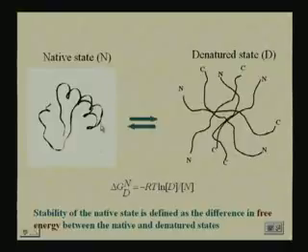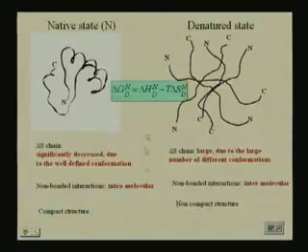K is the equilibrium between the denatured state and the native state. The stability of the native state is defined as the difference in free energy between the native and the denatured states. What do we have in the native state? We have a compact structure, intramolecular non-bonded interactions, and the entropy is significantly decreased because of the well-ordered conformation. For the denatured state, we have a non-compact structure, intermolecular non-bonded interactions, and a large delta S due to the large number of different conformations.